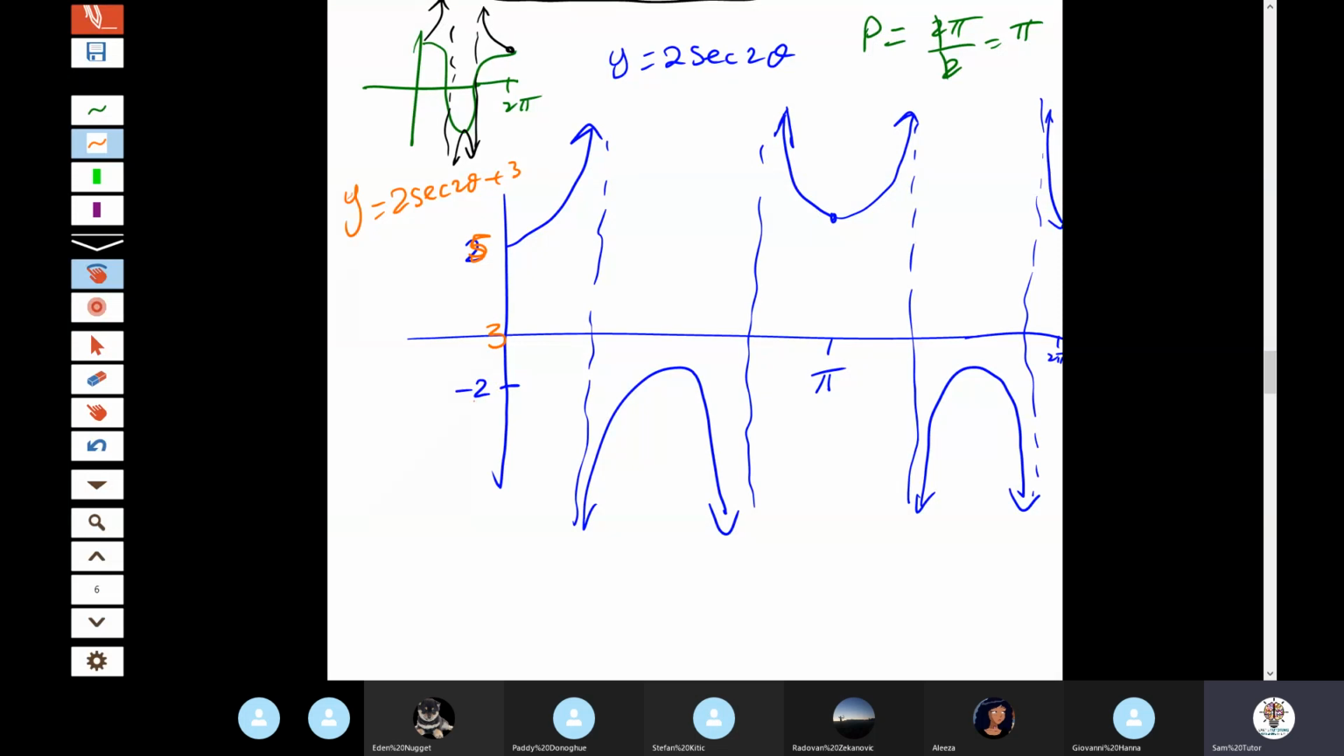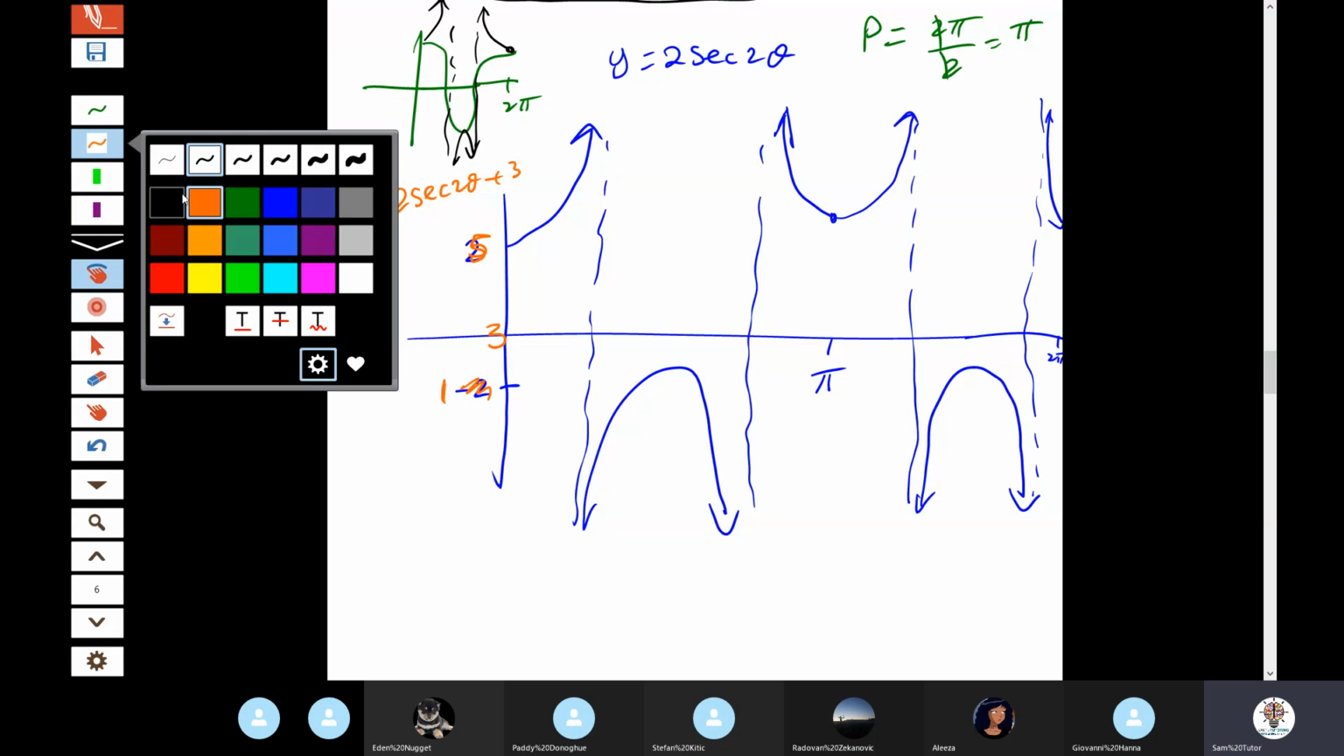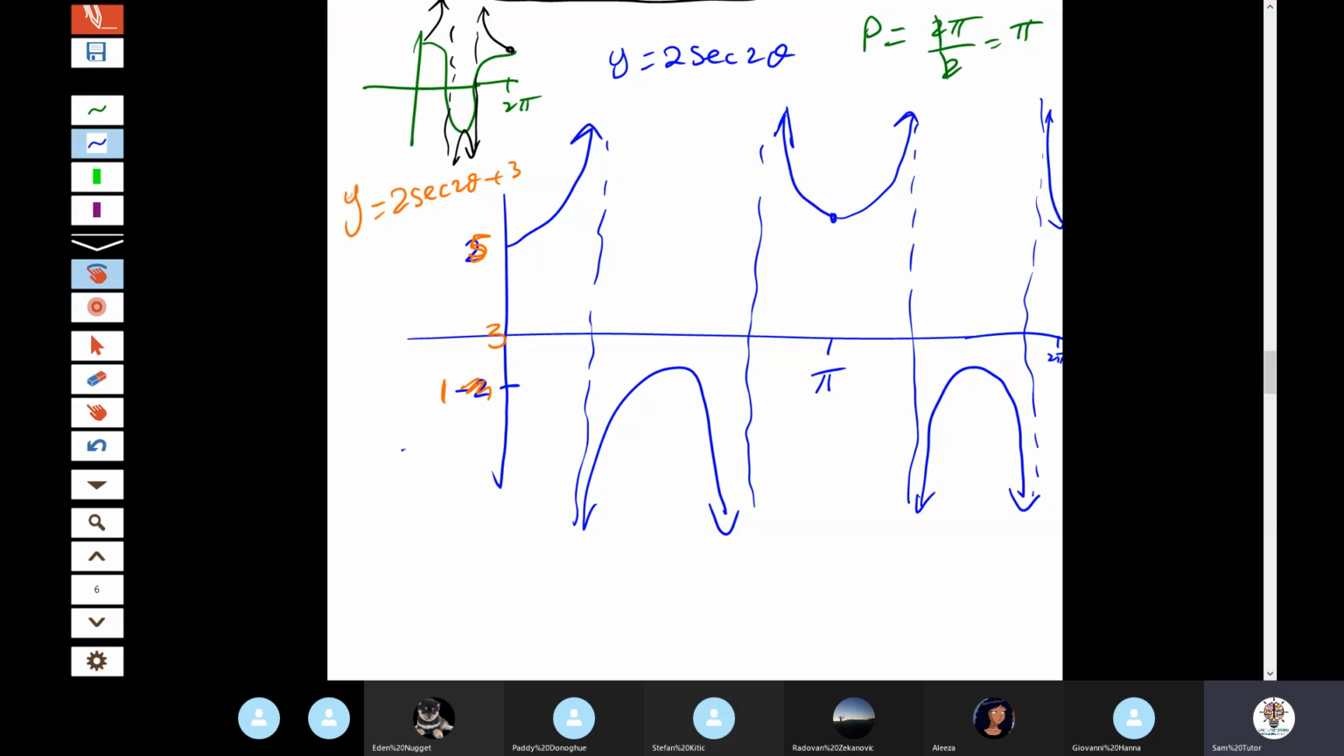Instead of this being at 0, it's 0 plus 3, which means it's at 3. Instead of it being at minus 2, it's minus 2 plus 3, which is at 1. So where is my 0 axis? Just underneath. So my blue line is somewhere here. There it is. That's 0. And that's what we would have done.